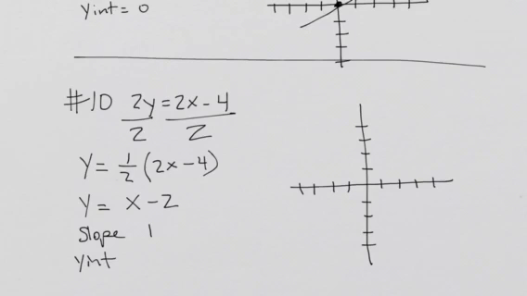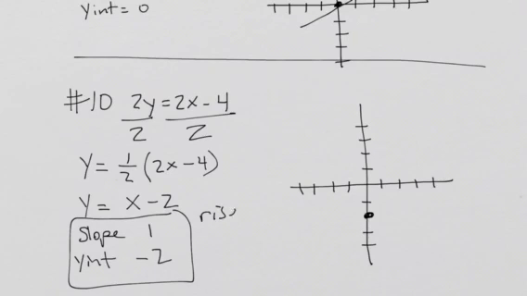Y-intercept equals minus 2. Slope 1, y-intercept minus 2. Slope is 1. So another way, again, rise over the run is 1. Go over 1 and up 1. It's right there. And so that would be how you do that.